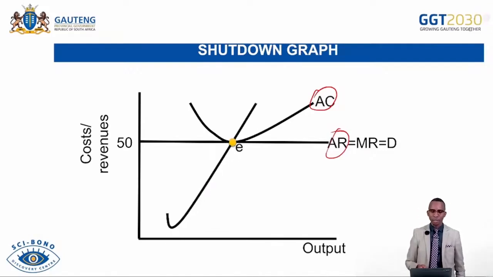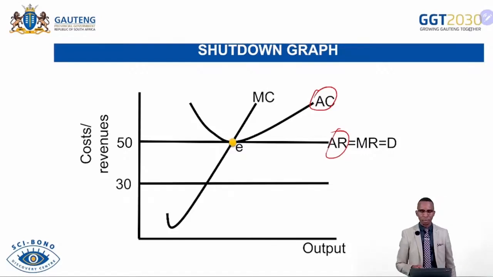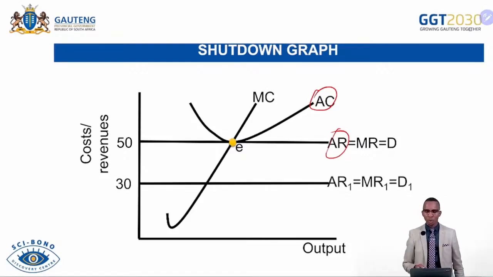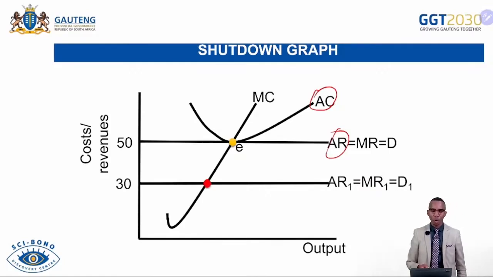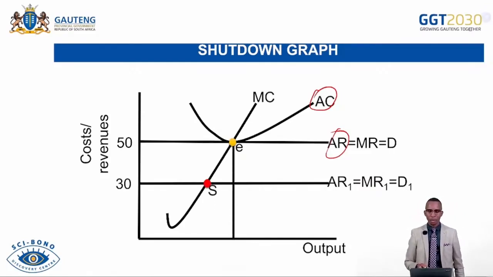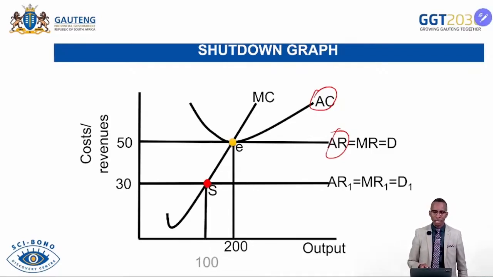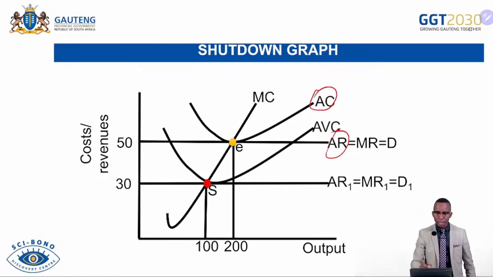That is marginal cost, which is MC. And then the new demand curve, AR1 equals MR1 equals D. There is a very important point that we call the shutdown point, point S. And then let's connect. The quantity is 200, and the quantity back then is 100. And then that is our AVC, or average variable cost. So now we have the complete shutdown point. This point S indicates the shutdown for the firm.